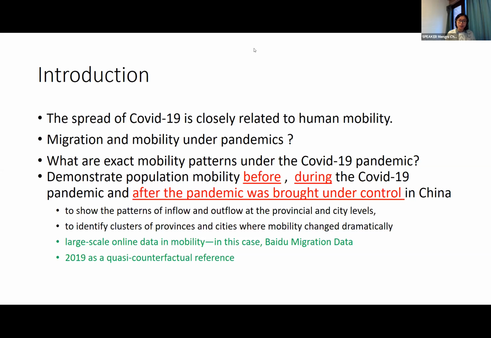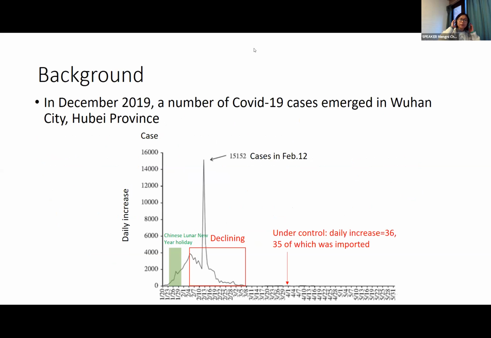This is a study which makes use of innovative data, that is, large-scale online mobility data, the Baidu migration data. Also in this study, in order to demonstrate the patterns in the 2020 COVID-19 period, we treat 2019 as a quasi counterfactual reference year. So let's have some background information about China and about the COVID-19 in China.